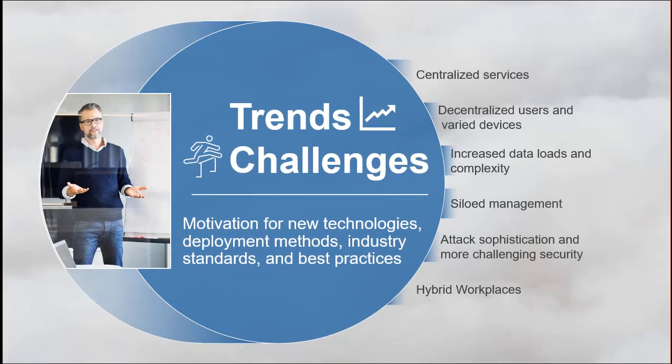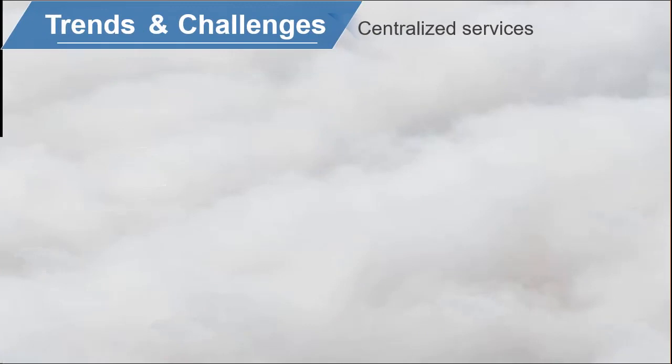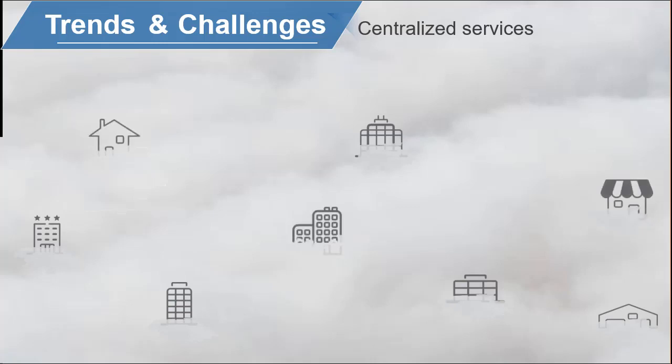Now, these are some key motivators for the new technologies, deployment methods, industry standards, and best practices to be discussed in this campus design series, starting with centralized services. The term centralized services could mean different things to different folks. From a big picture perspective, I think of a campus with multiple buildings, perhaps connected to other campuses, branch offices, and more. Our users should have a consistent experience, regardless of where and how they connect. Network staff must have 360-degree visibility for network management, security, and quick problem resolution.